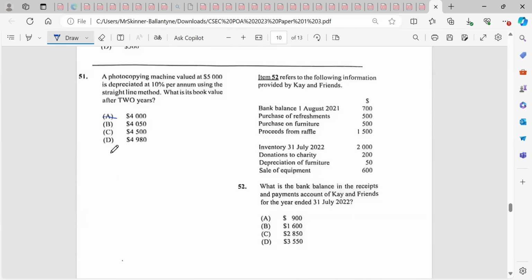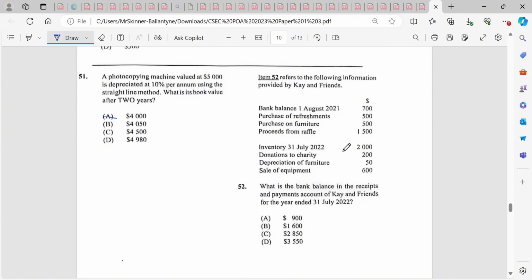Number 52 refers to the following information provided by K and Friends. They want to know what is the bank balance in the receipts and payments account for K and Friends. So again, we did this question before. We're going to add up all the money we get minus the money we spend. And anything that is not money, we're going to ignore it. So our bank balance was 700. We purchase refreshments, that is minus 500. So we have 200. We purchase furniture, that is minus 500. So we are negative 300. Get 1,500 proceeds from the raffle. That is plus 1,500. So we are on 1,200 now.